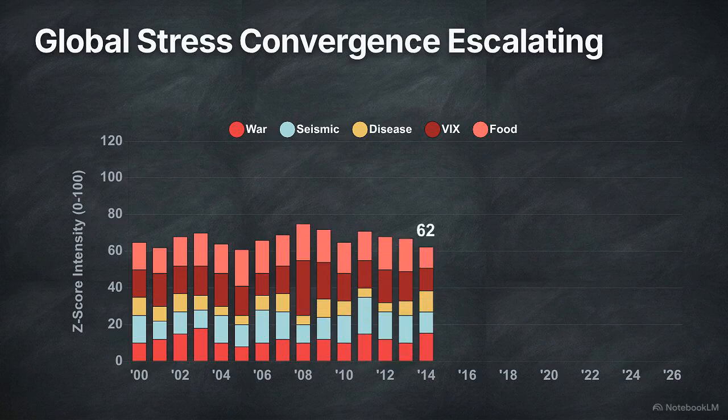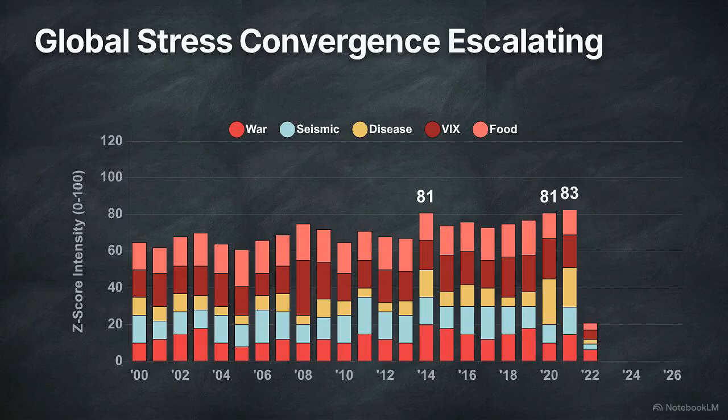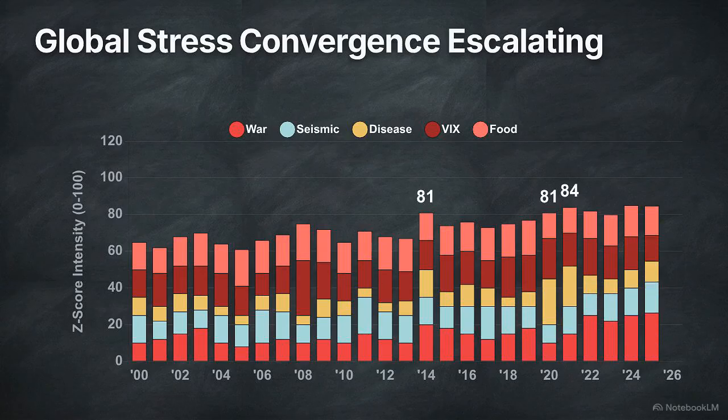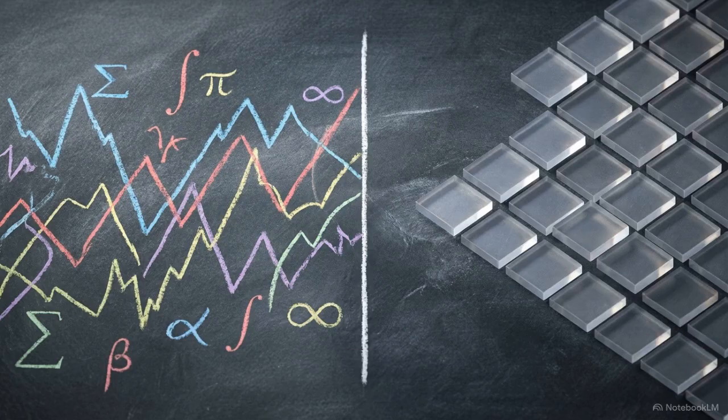It allows us to view war, seismic, disease, VIX, and food stressors on a common scale, aggregating them into a single stacked column. We can now test 26 years of GCI data for increasing intensity, shorter intervals between shocks, and multi-vector convergence. Forcing these observations through a mathematical filter removes cognitive bias, leaving only the data required for objective anomaly detection.